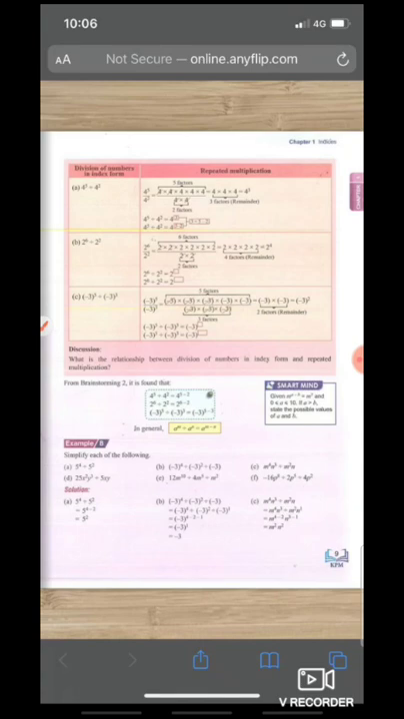So here, from brainstorming 2, it is found that 4 to the power of 5 divided by 4 to the power of 2 equal to 4 to the power of 3. 2 to the power of 6 divided by 2 to the power of 2 equal to 2 to the power of 4. So in general, a^m divided by a^n equal to a to the power of m minus n.